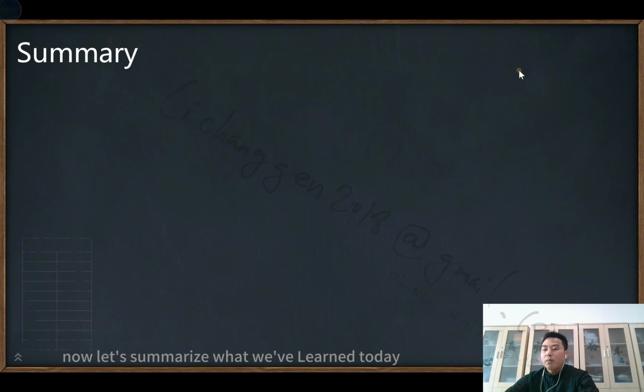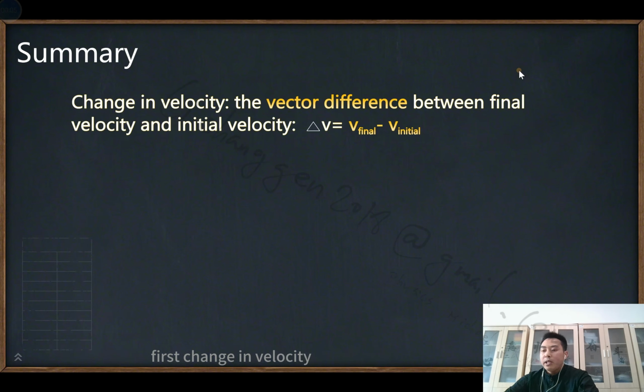Now, let's summarize what we've learned today. First, changing velocity is just the vector difference between the final velocity and the initial velocity, where we just use delta v equals v final minus v initial. Remember, it is a vector difference, so it has a direction.